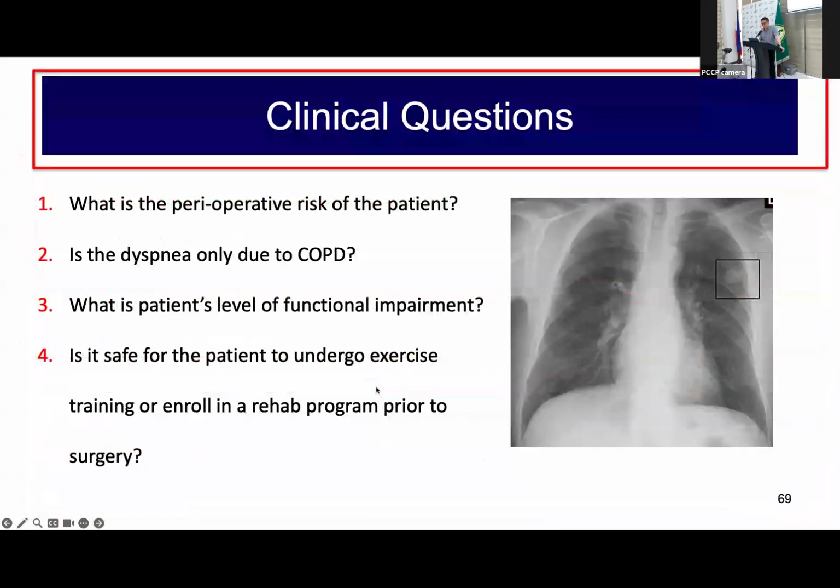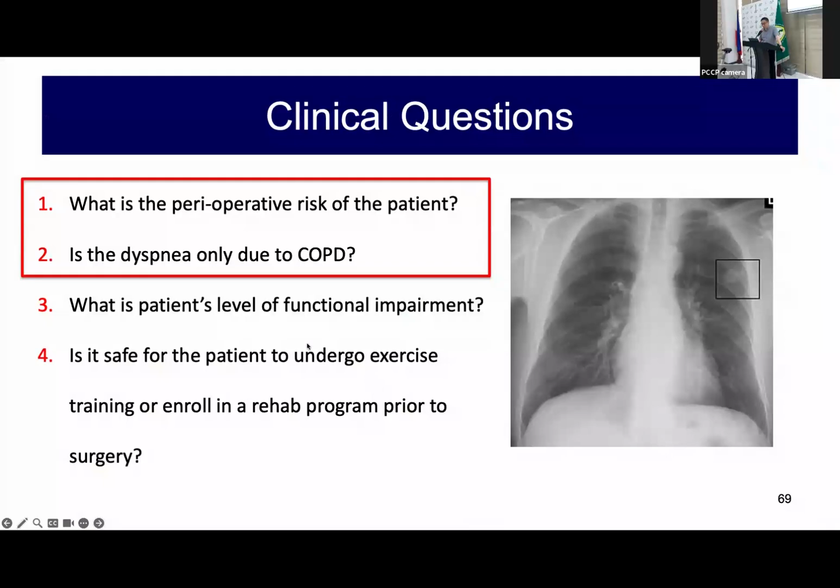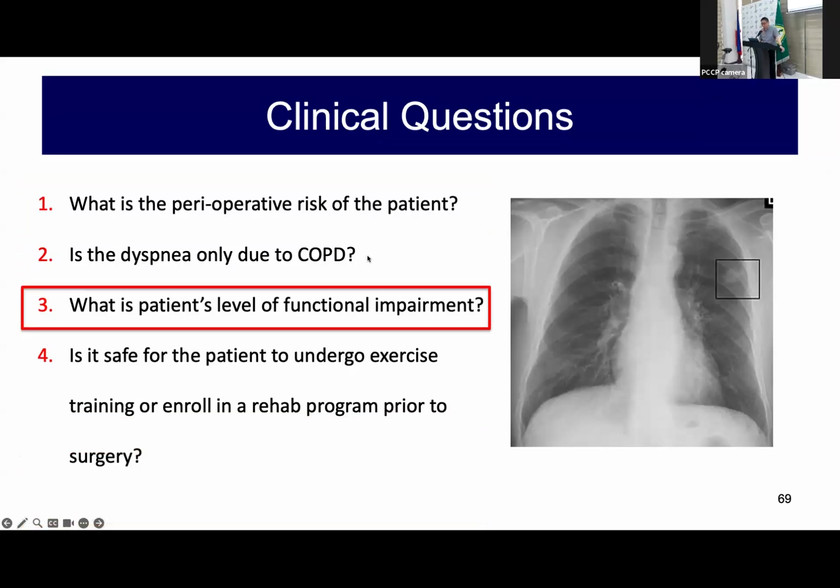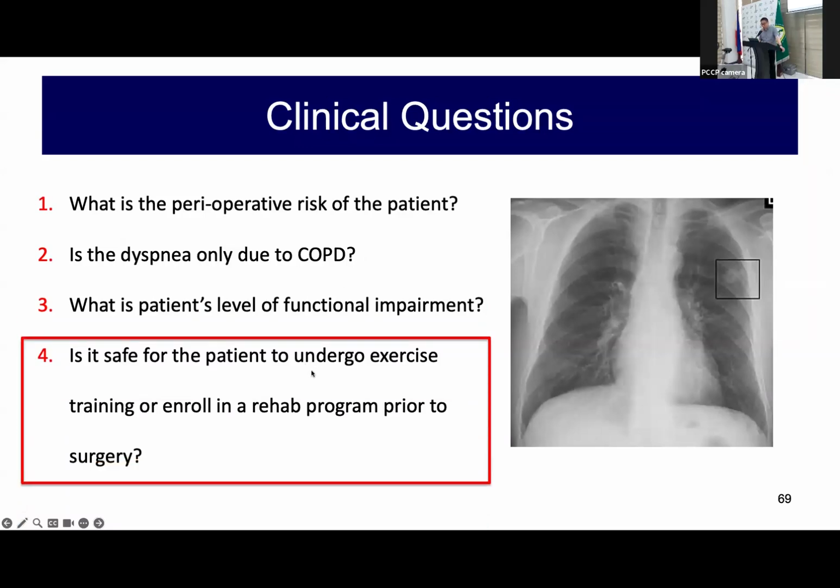Okay. So the clinical question now for this patient is, what is the perioperative risk of the patient? Is the dyspnea of the patient due to COPD only, or is there a concomitant cardiovascular condition? What is the patient's level of functional impairment? Is it safe for the patient to undergo exercise training or enroll in a rehab program prior to surgery? Because there's good data that rehab before cancer surgery increases survival and better outcome. So you might want to do rehab in those patients.